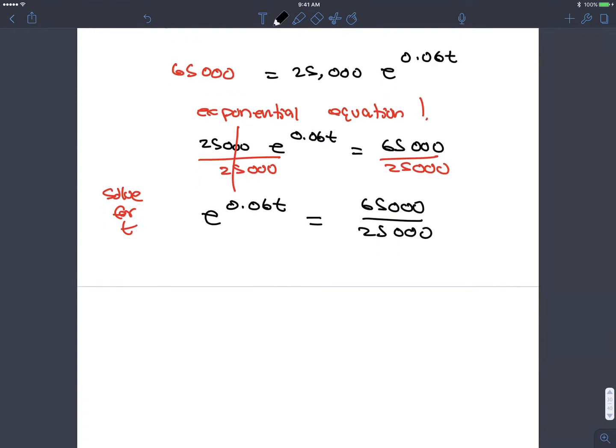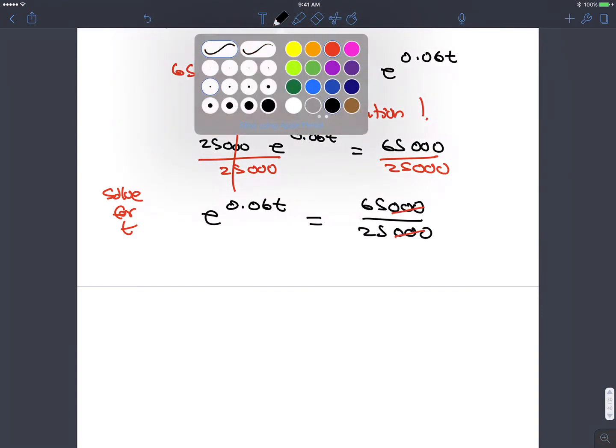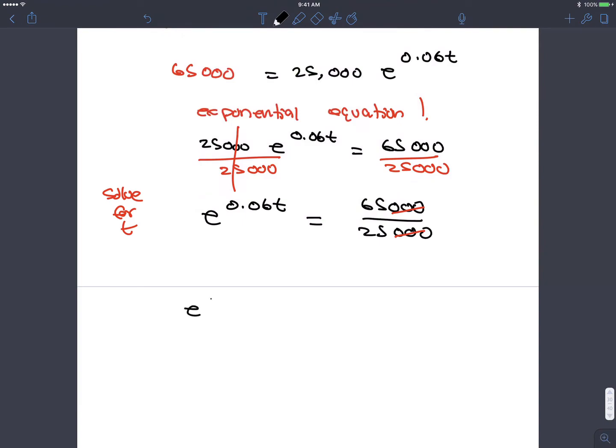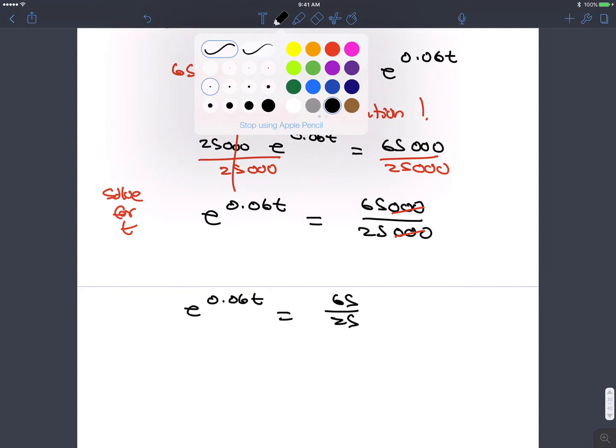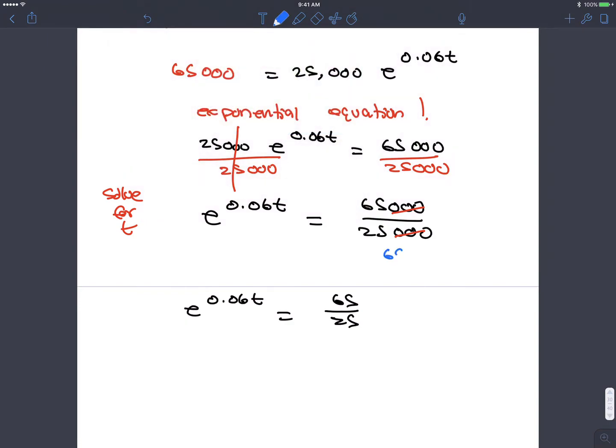Now, in case you guys didn't know, let's remind you that I can actually get rid of these zeros, and let me write this down. We get e to the 0.06 t does become 65 over 25. Now you might want to figure out why that is. Essentially, it's 65 times 1,000 here on top, right? We get 65 times 1,000 over 25 times that 1,000, and your 1,000 goes away. So that's really what's going on.